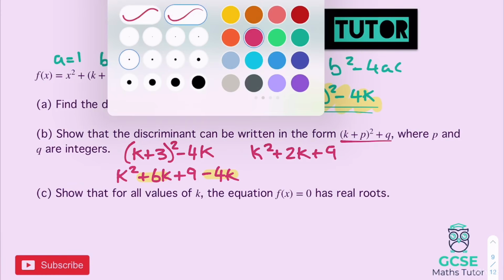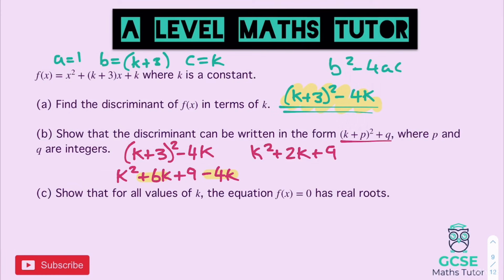Now again, we just need to complete the square for that, so halving the coefficient of k, and we get (k plus 1) squared, that gives us 1, we want 9, so plus 8 at the end. So that's it written in completed square form. p is 1 and q is 8.